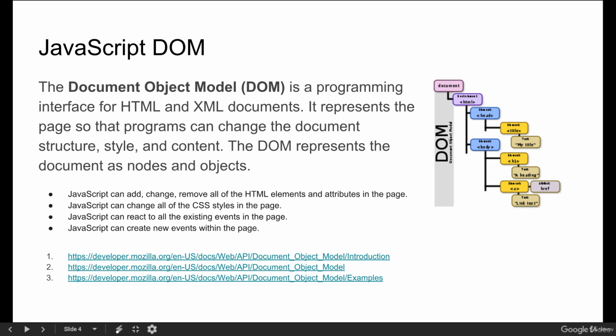It's a programming interface for HTML and XML documents. So basically what it does is it represents the page so that programs can change the document structure, style, content, and so on, manipulate, interact with the page elements. So the DOM represents the document as nodes and objects.